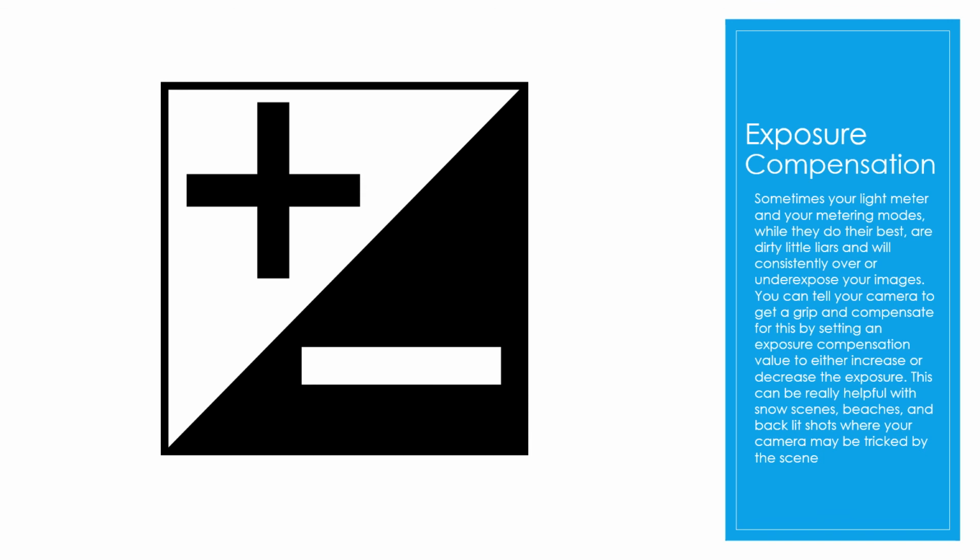So if you find that that's happening, tell your camera you're the boss and set an exposure compensation value, either to make it more exposed or less exposed, and use the back of your camera as a guide to see if what you're shooting you're happy with. And that is exposure compensation.